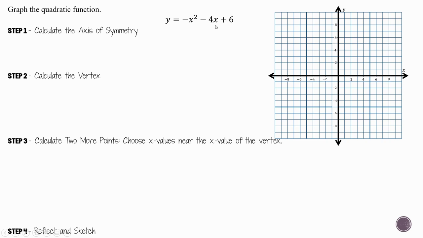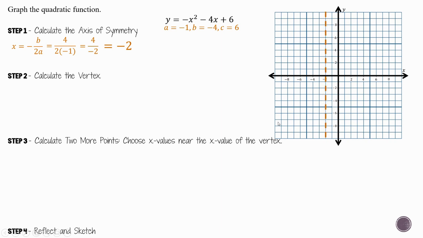So a would be the number in front of x squared. It's an understood -1 when you have that negative here. b, the number in front of x, is -4, and c is 6. To apply our formula, the axis of symmetry will be the opposite of b over 2a. The opposite of -4 would be +4 over 2 times a, which is -1. 2 times -1 gives us -2, and 4 divided by -2 gives us -2. So our axis of symmetry is x equals -2.